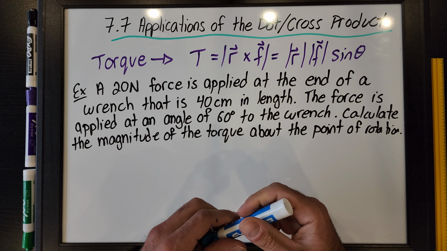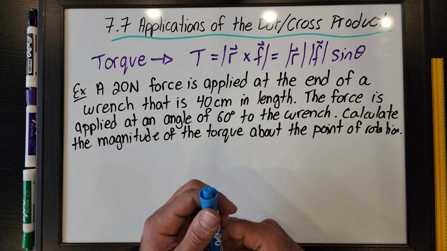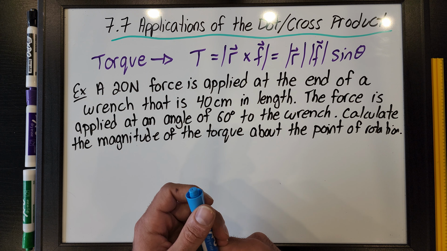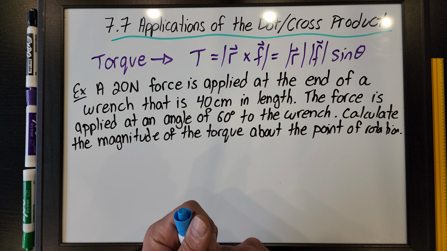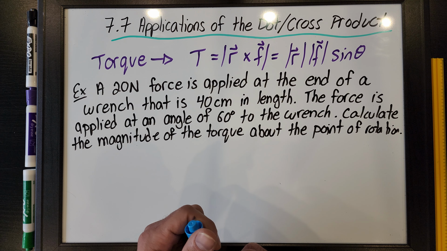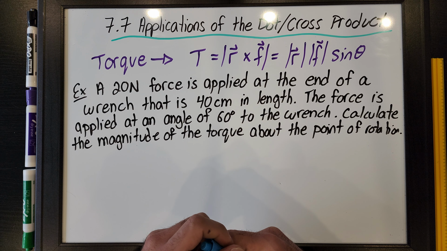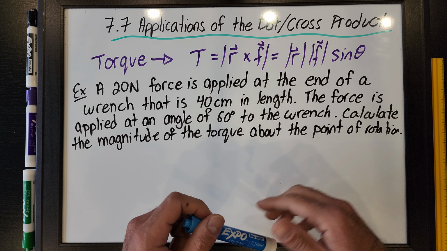So here's the first example. A 20 Newton force is applied at the end of a wrench that is 40 centimeters in length. The force is applied at an angle of 60 degrees to the wrench. Calculate the magnitude of the torque about the point of rotation.